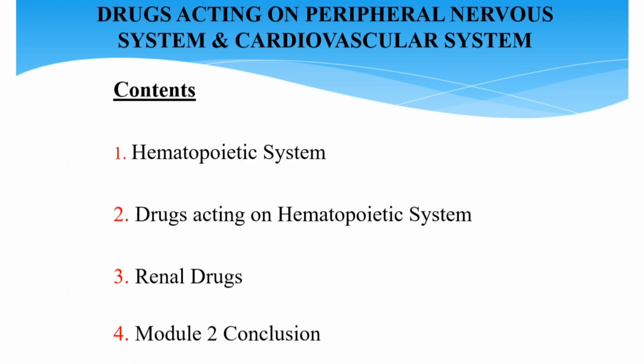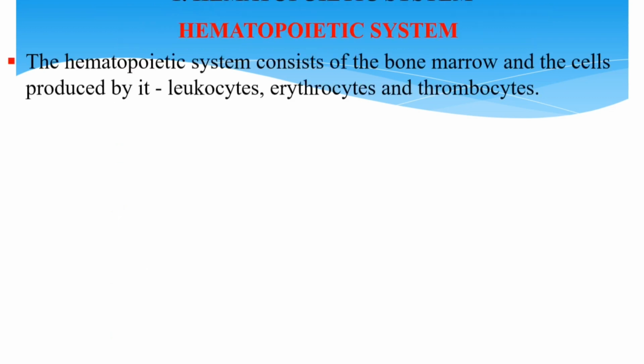Contents. Contents of this chapter are hematopoietic system, drugs acting on hematopoietic system, renal drugs, and finally the conclusion of module 2. What is hematopoietic system?